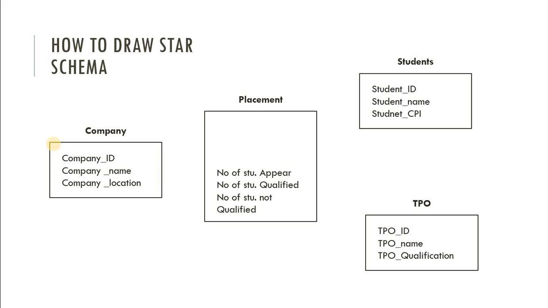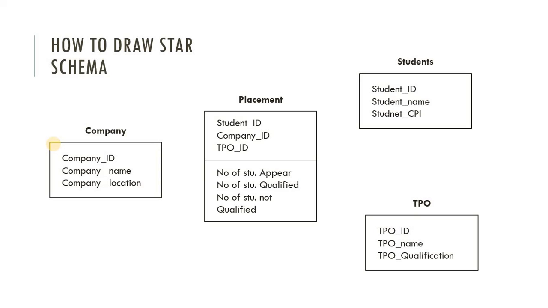So the placement contains the data of company, student, and TPO. So as shown in the slide, we can see that it contains the primary key of all the three tables. Suppose the primary key of student is a student ID, primary key of TPO is a TPO ID, and the primary key of company is a company ID. So these three are the primary key of all three tables. So the placement data also contains the primary key of all the tables.